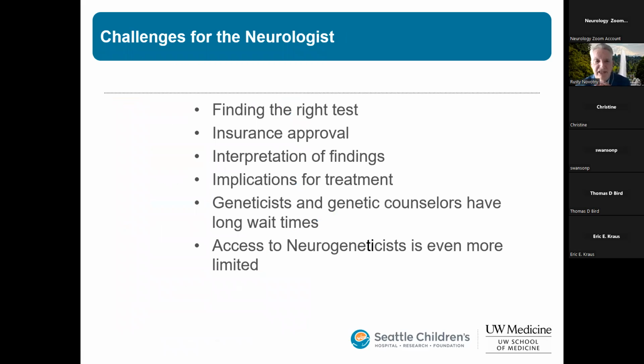So I think genetic testing continues to be a challenge. How do you find the right test? Insurance approval, the interpretation of findings. What if you have findings? What are the implications for treatments? I think geneticists and genetic counselors often have long wait times. So how do you help your colleagues with providing genetic testing? And then access to specific neurogeneticists is even more limited. So I think it's a challenge for the broader neurologists of how to do testing.